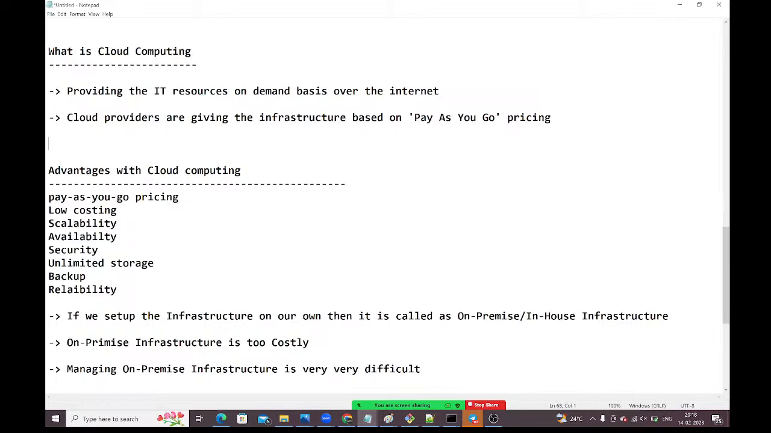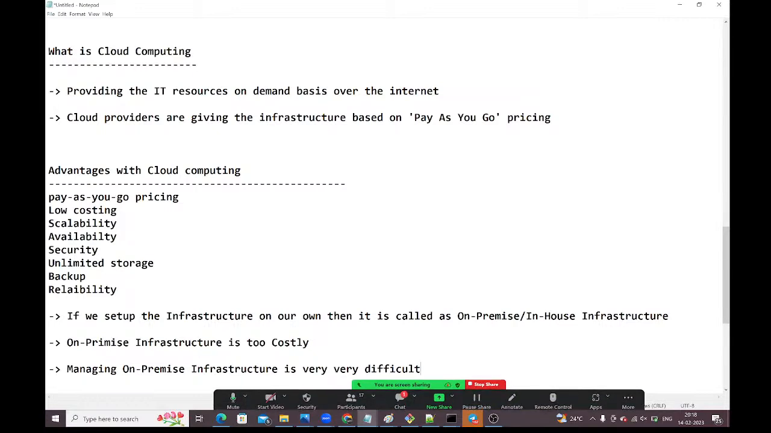Very good. So now tell me, guys, what cloud providers are available in the market? So many cloud providers are available. Who is providing all these things? See, guys, we have several cloud providers.